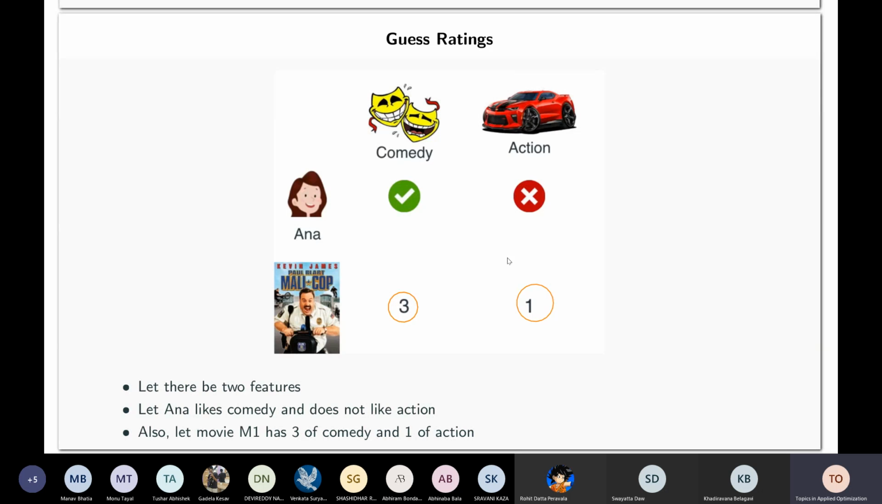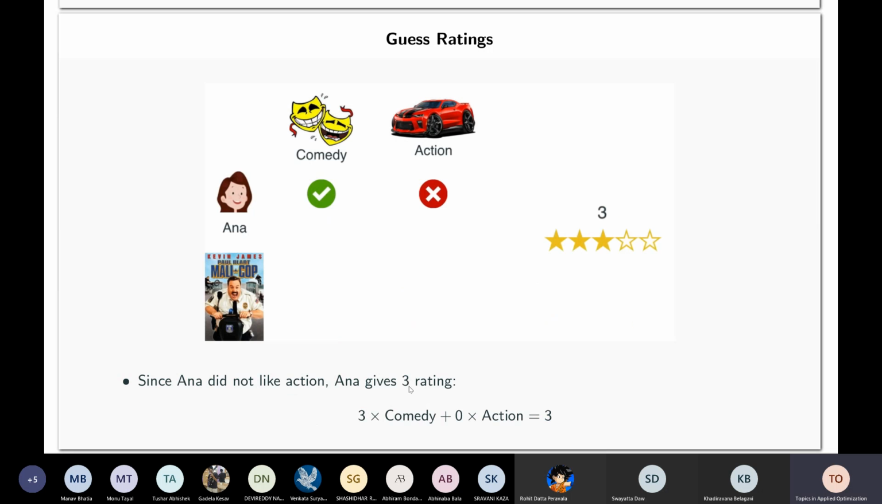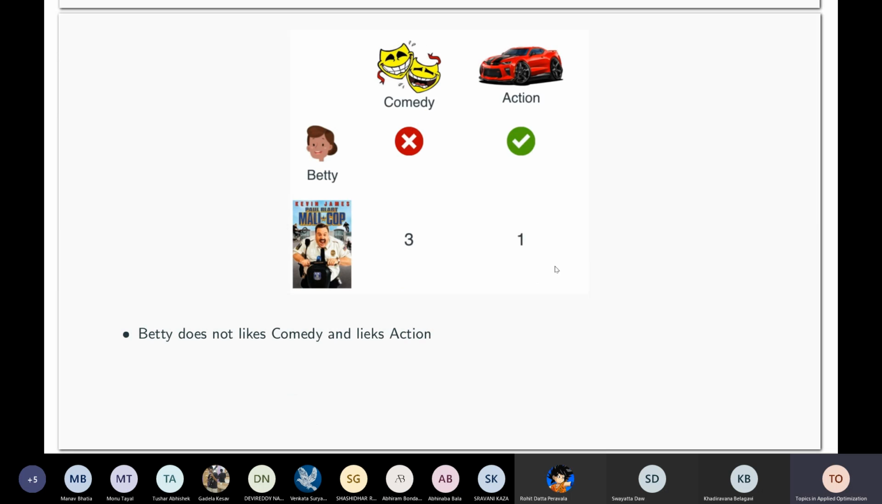Now you can see what Anna is going to give as a rating based on these features. Anna likes comedy, so it's 1 times 3. She doesn't like action at all, so this is 0 times 1. So it is expected that she will give a rating like this, because she likes comedy so much and it has so much comedy, she will like it and give a higher rating. That's how we figure out the relationship between these features and what she is going to predict. So she is going to give 3. That's what I calculated.